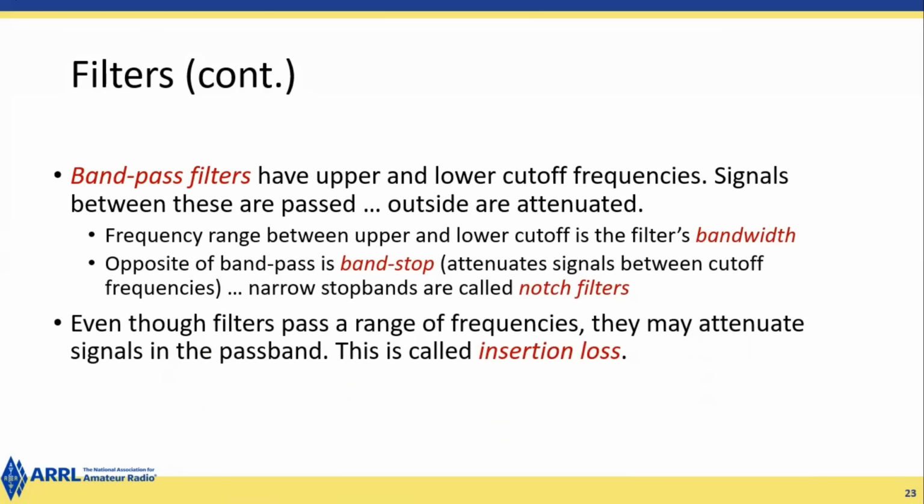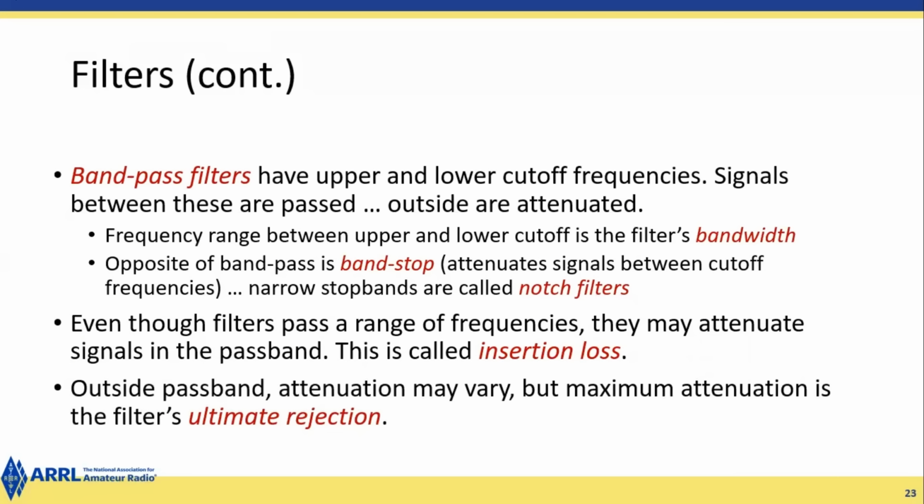Even though filters pass a range of frequencies, they may attenuate signals in the pass band. That's called insertion loss. All filters are going to have some type of insertion loss. The low pass filters I build with LCs could have up to a dB or so of loss just going in, so you have to account for that in your system design. Insertion loss is the term for how much signal is lost in the filter itself. Outside the pass band, attenuation may vary, but maximum attenuation is the filter's ultimate rejection.